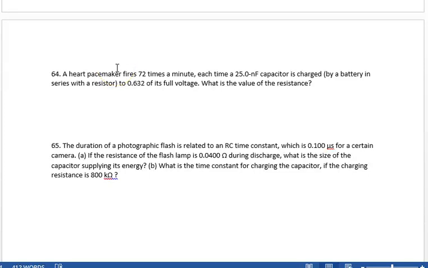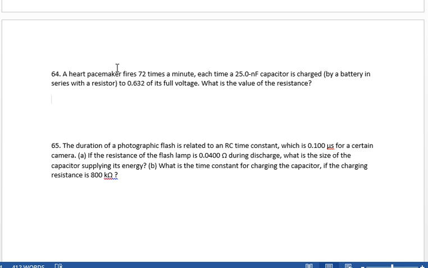All right, chapter 21, problem 64. We have a heart pacemaker which fires 72 times a minute. Each time a 25 nanofarad capacitor is charged to 0.632 of its full voltage. So what is the value of this resistance?